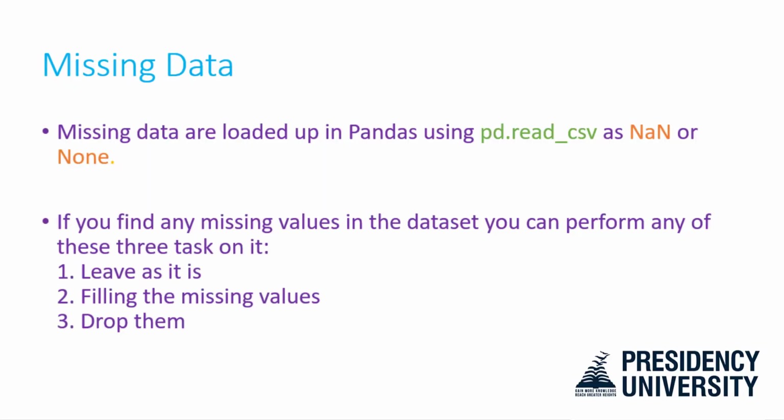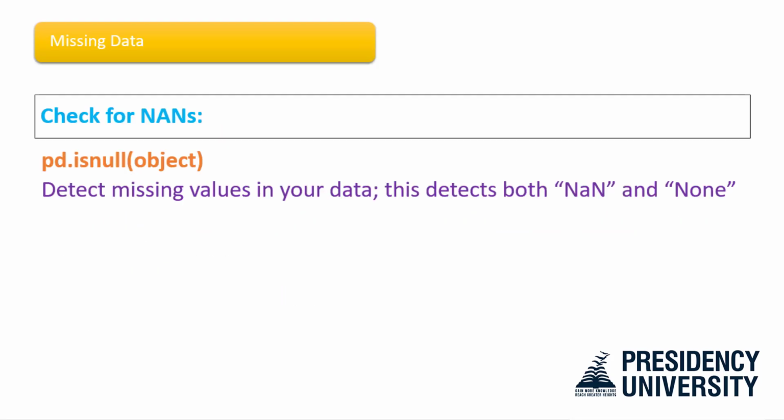Missing data. A dataset can be loaded into the Pandas library using the method pd.read_csv. By default, when you import the data, the missing values are classified as NaN or None. If you find any missing values in your dataset, you can perform any of 3 tasks on it. The first is to leave it as it is, the second is to fill the missing values, and the third is to drop them. We will check the implementation in Python code.